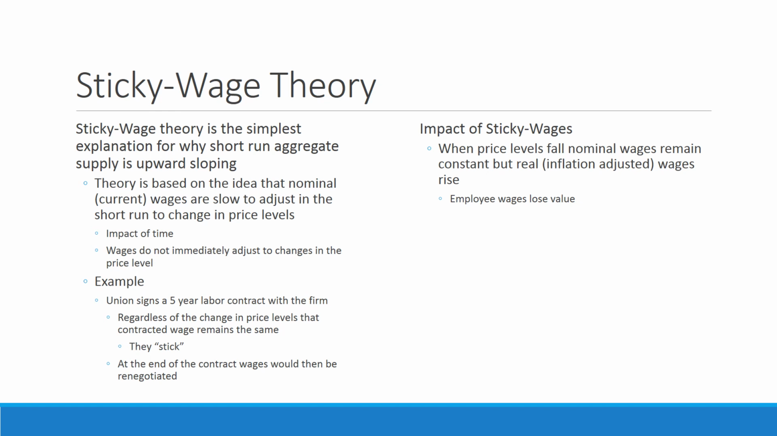So when price levels fall, nominal wages remain constant. Real inflation-adjusted wages rise. In other words, they get closer to each other. So the employee wage loses value. And the firm has to pay higher production costs as well, because now the real wage that they're paying increases their production cost. So fewer workers will be hired and the quantity of goods produced is reduced.